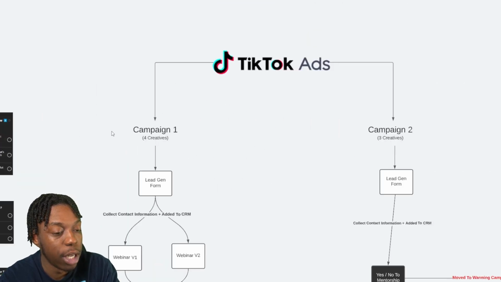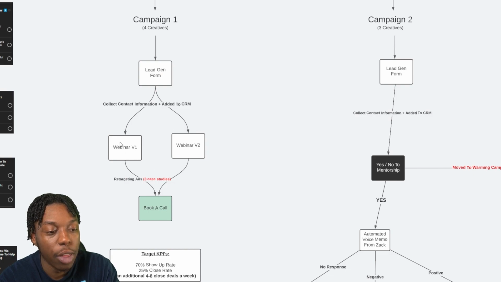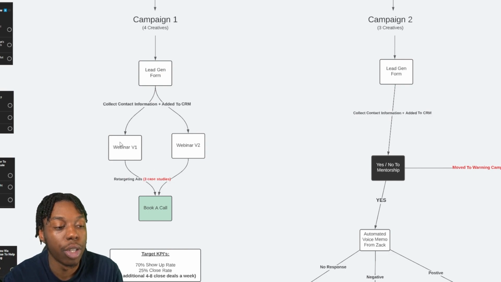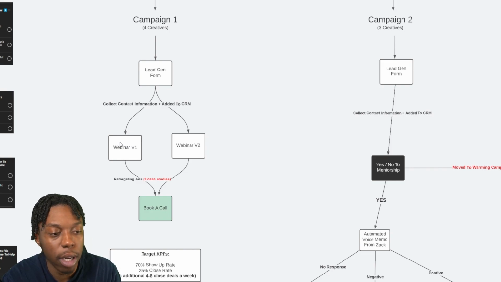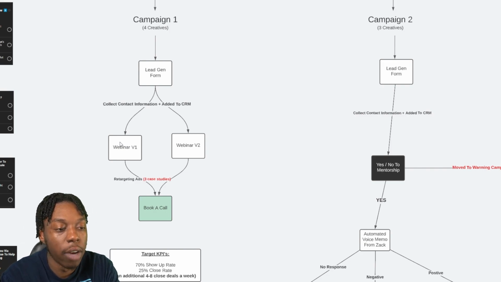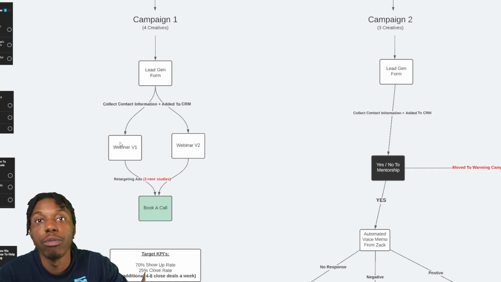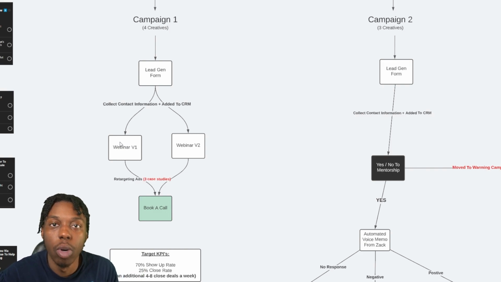So we have 2 campaigns running. Campaign 1 is lead gen form. We'll collect information and add them to the CRM, and then we actually have these leads going into what we call a mini webinar. We have 2 different webinars. One is about 40 minutes long, another one is about 30 minutes long, and these are what we call friction placeholders. When we were first running these ads, we were running lead gen form to book a call, and a lot of low quality leads were coming through.